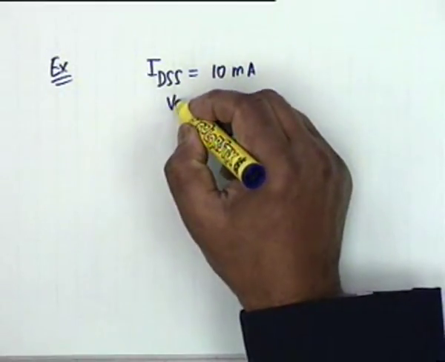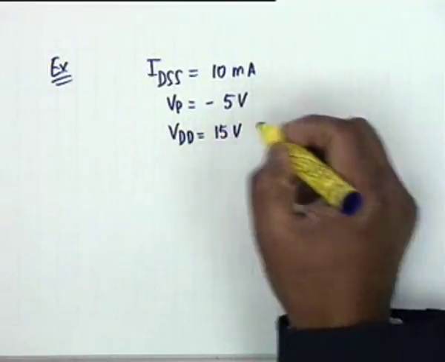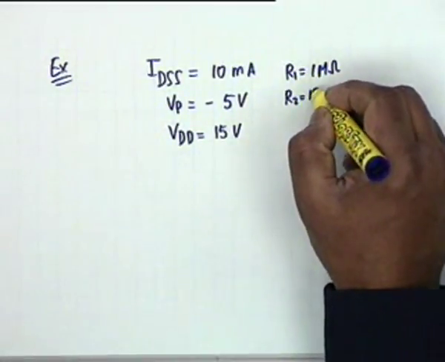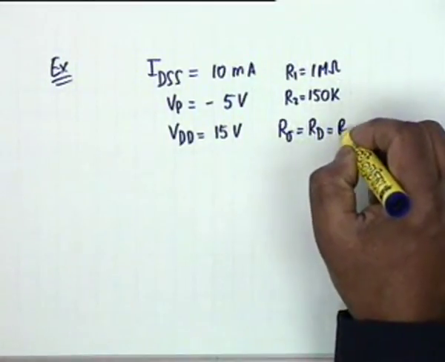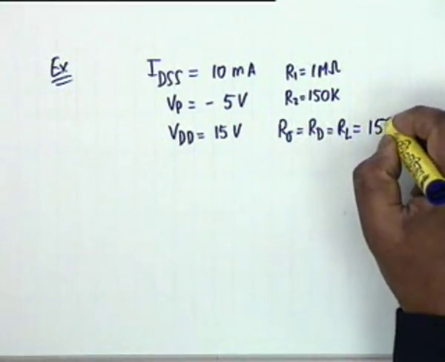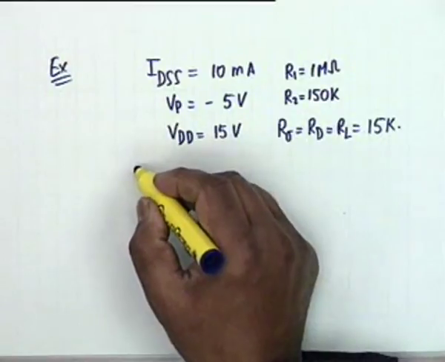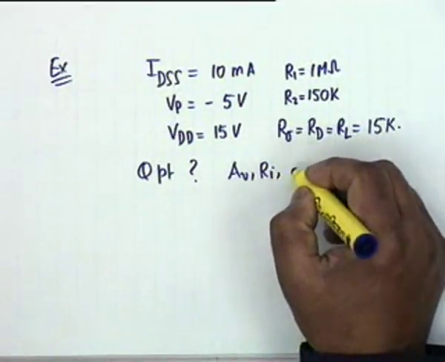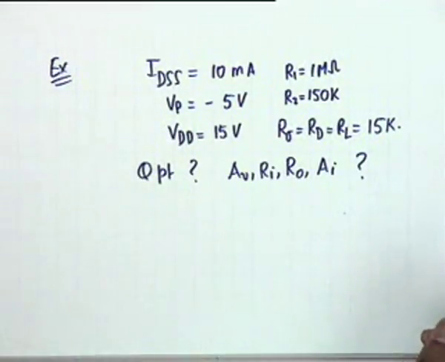Let us see. IDSS is 10 milliampere given. VP is given as minus 5 volt. VDD is 15 volt, plus 15. R1 is 1 meg. R2 is 150K. And R sigma is equal to RD is equal to RL. All these three resistors are equal, with values 15K. All right. The question is to find the Q point and also the values of Av, Ri, R0 and Ai. These are the things to be found out in the common source amplifier.